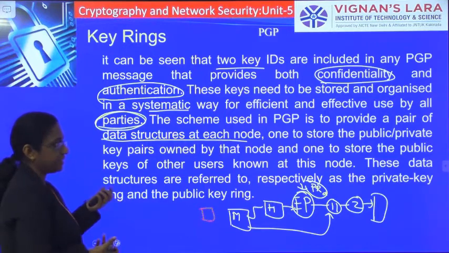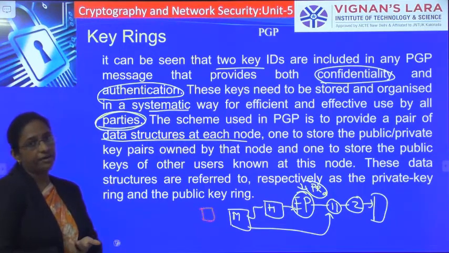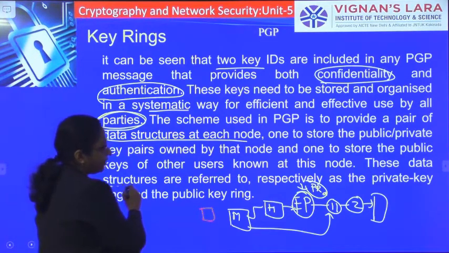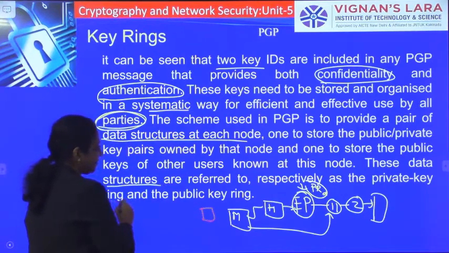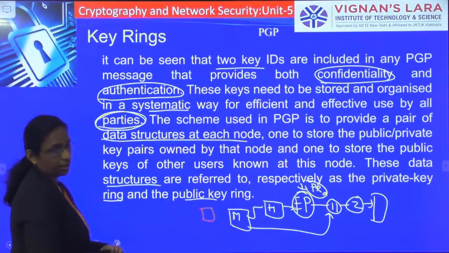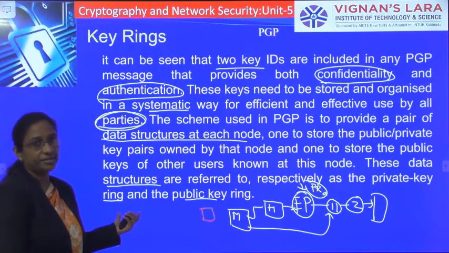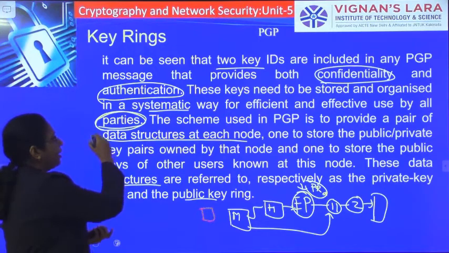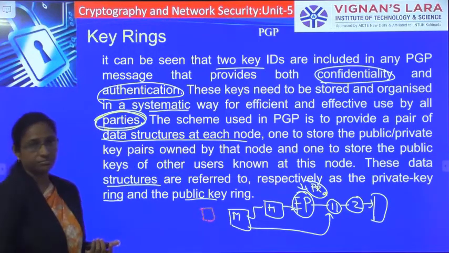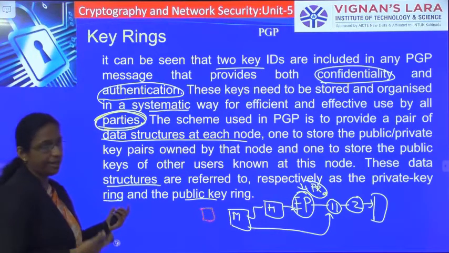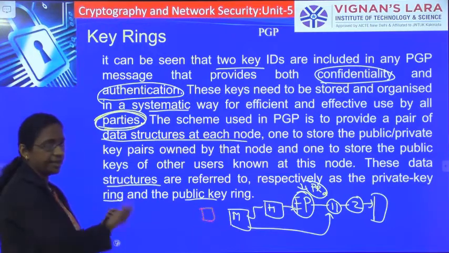One data structure is for the public key and one data structure is for the private key. These data structures are referred to respectively as the private key ring and the public key ring. The private key ring maintains the private keys of all the parties. If there are n members in a party, this private key ring maintains the private keys of all those n members.